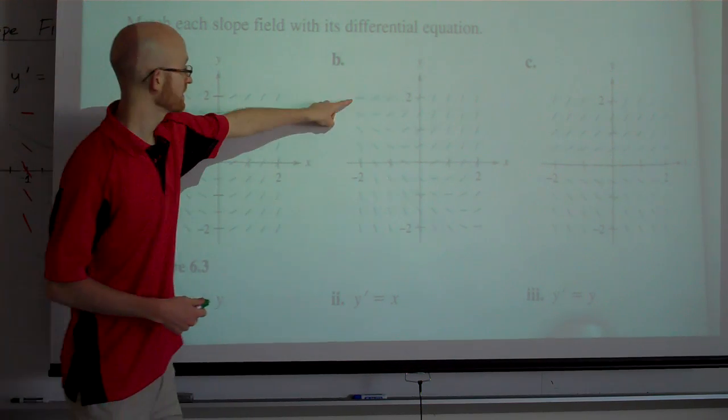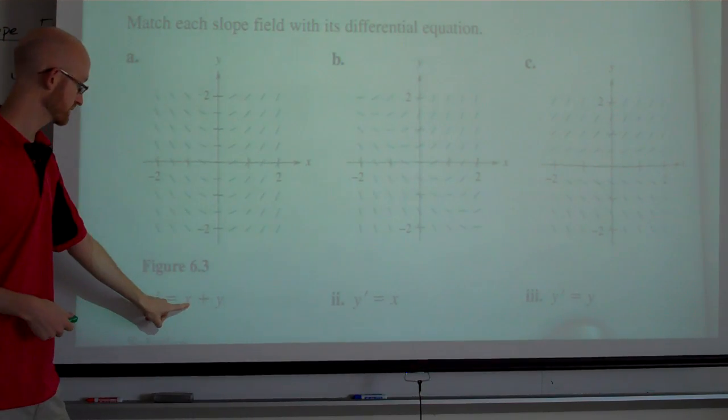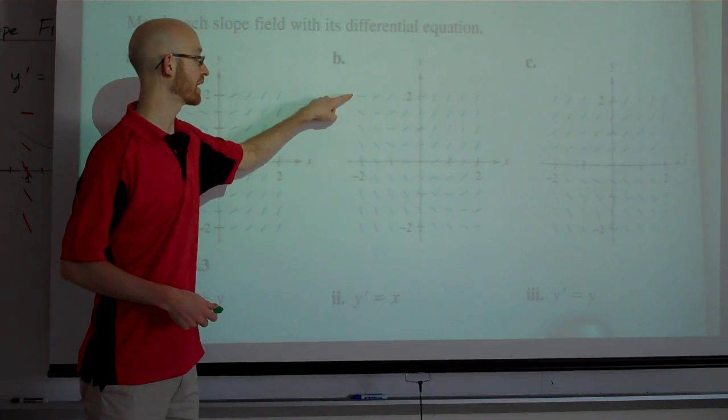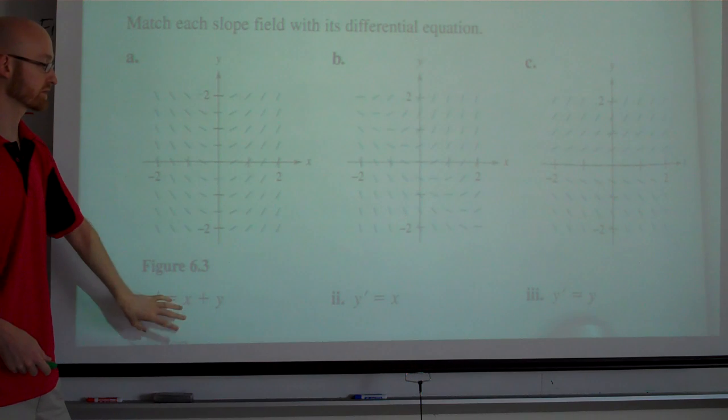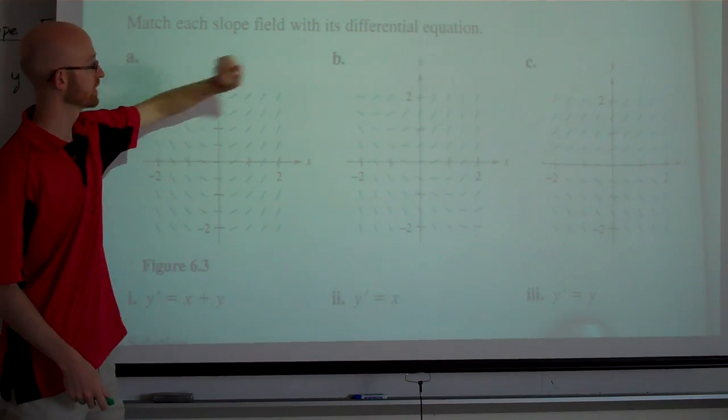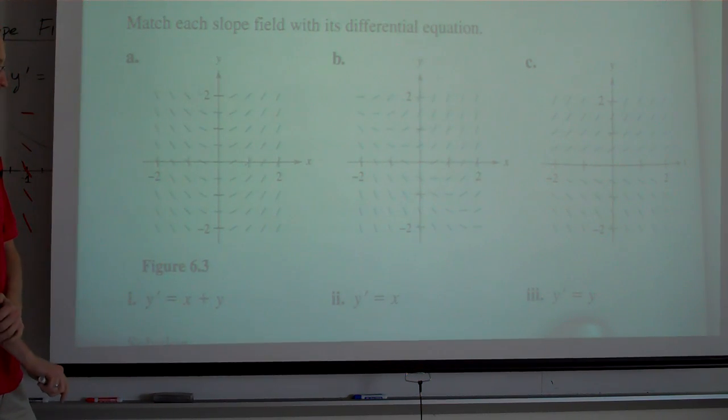For example, negative 2, positive 2 is 0. So negative 2 plus 2 is 0. So that further confirms that Roman numeral 1 matches with slope field B.